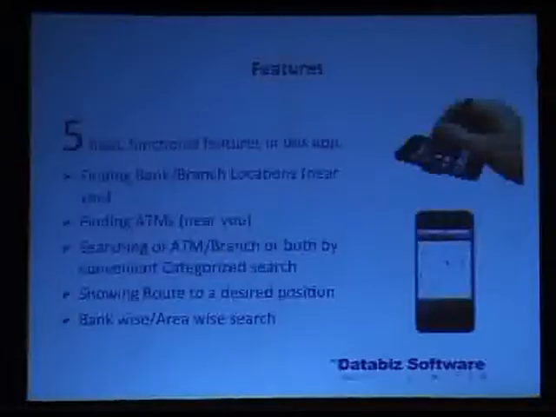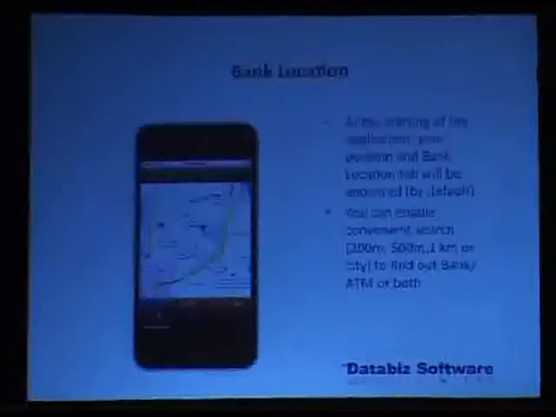Just back to the last one. And showing the route to a desired position. This is also another important point. Say, for example, you know the position, but you don't know the route, so it will give you the route as well. And lastly, bank-wise and area-wise search. Say, in a certain area, how many branches or banks are there. So this is the first thing.